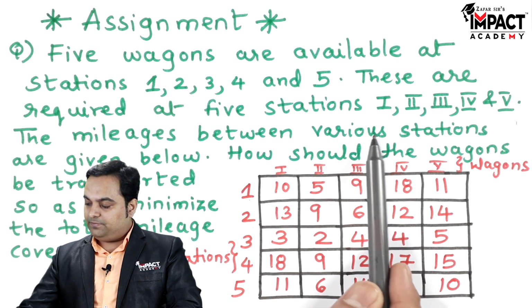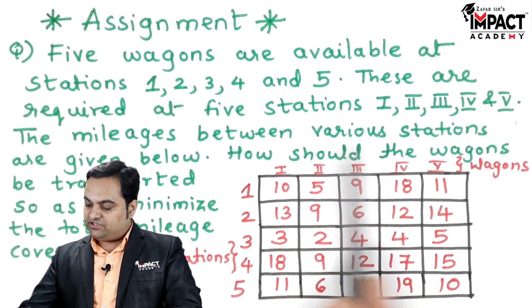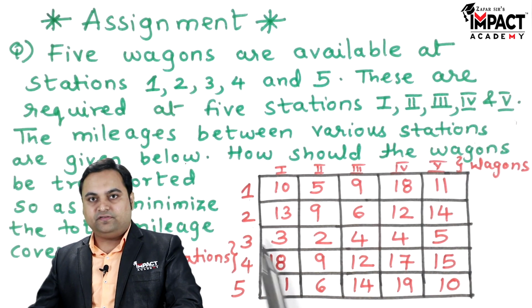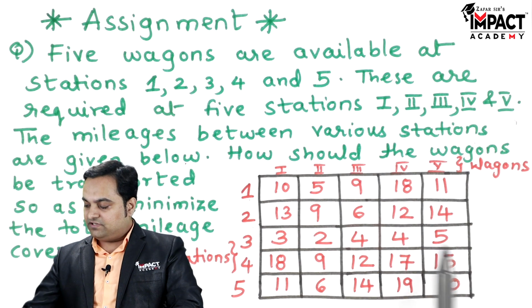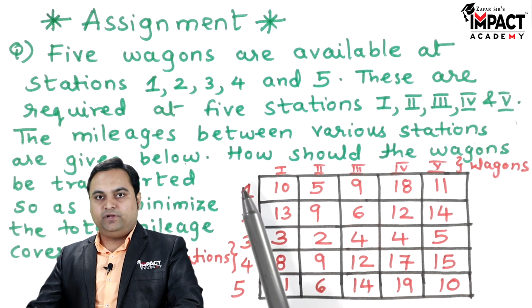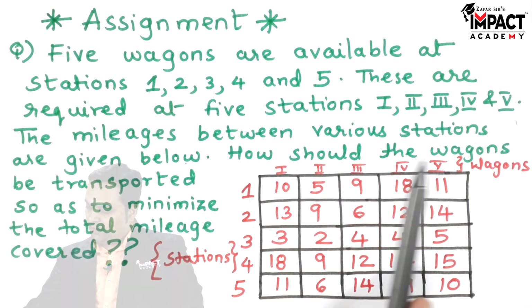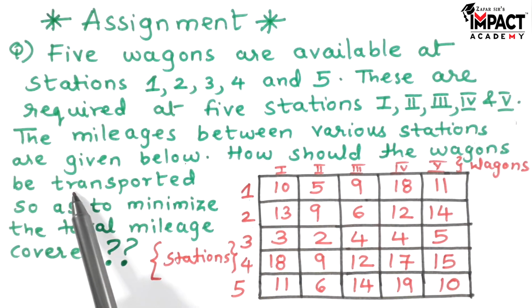The mileages between various stations are given below. So whatever is given in this table or these cells, these are the mileages which have to be covered from one place to another, or we can say the distances. Now, how should the wagons be transported so as to minimize the total mileage covered? It means we have to minimize the cost over here.